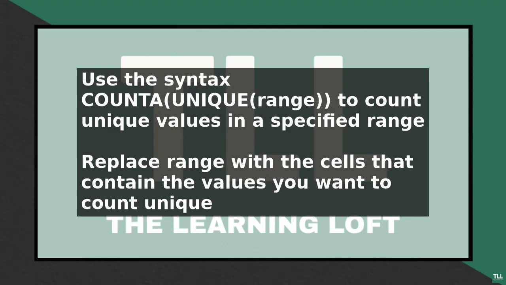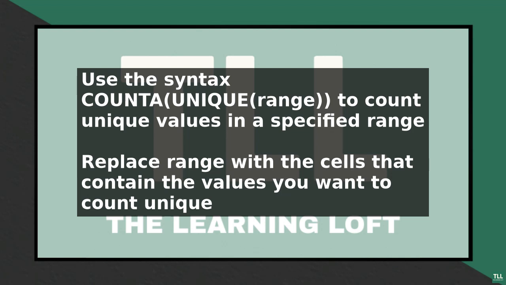After typing the formula, press Enter to execute it. Google Sheets will then count the unique values in the specified range and display the result in the selected cell. For example, if column A contains the values apple, banana, apple, orange, and banana, the formula COUNTA(UNIQUE(A:A)) would return 3, because there are 3 unique values: apple, banana, and orange.